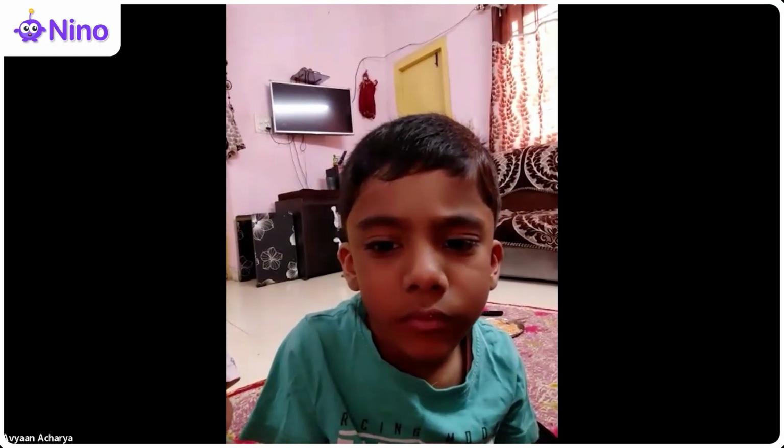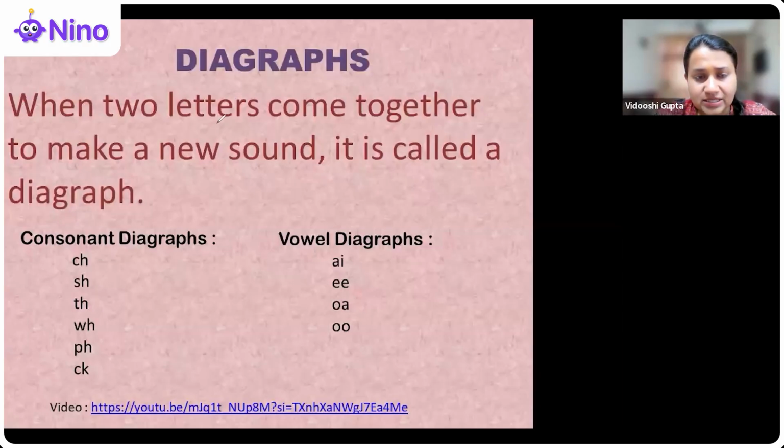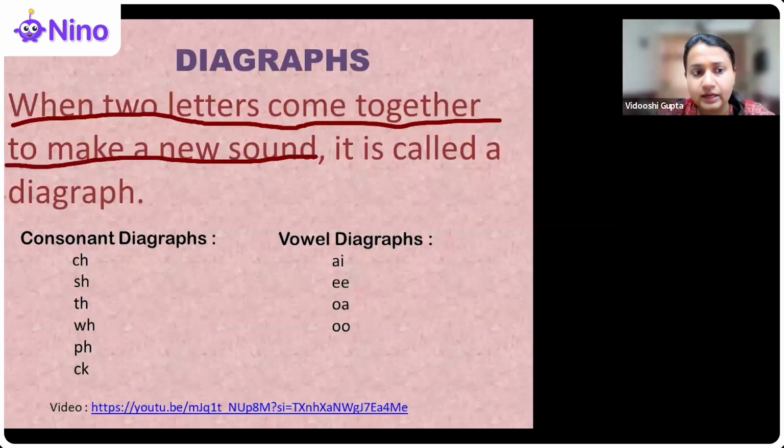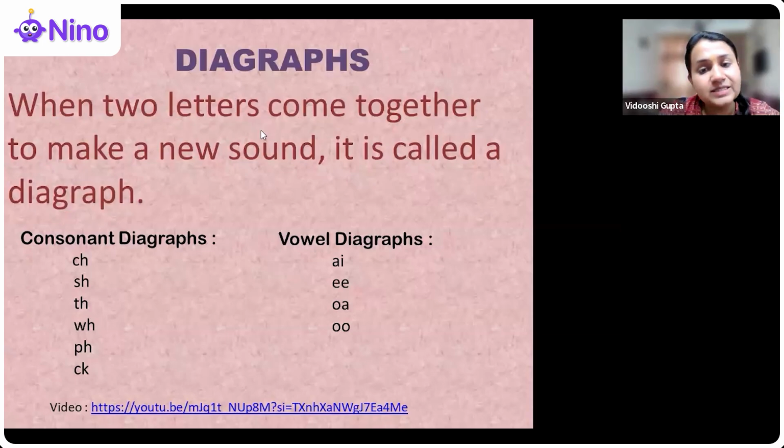So we are clear with what is a digraph. As I told you, when we have two sounds coming together to make a new sound, that is known as a digraph. When two letters, two sounds, come together to make a new sound, it is called a digraph. Digraphs can be consonant digraphs or vowel digraphs.